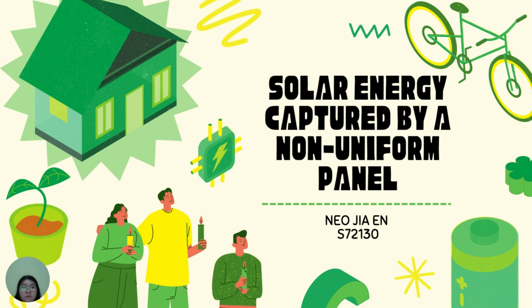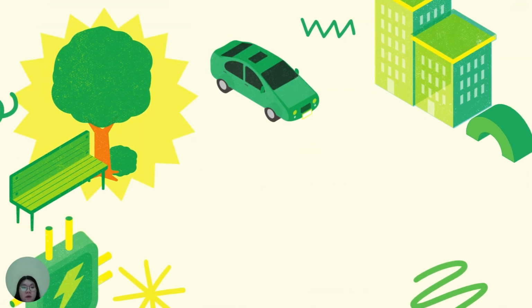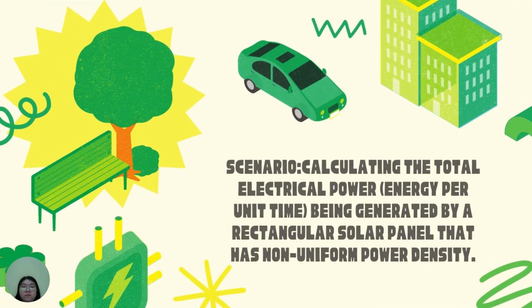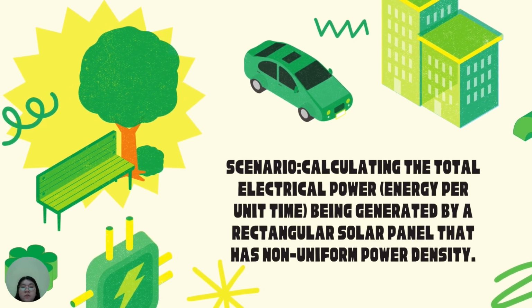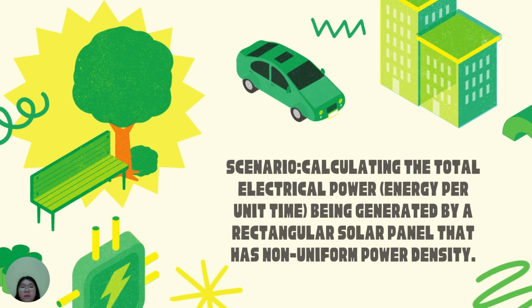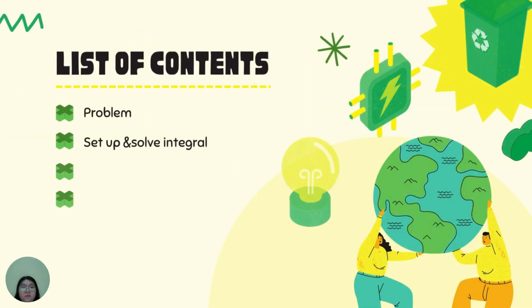Number matching is S72130. The topic I chose is solar energy capture by a non-uniform panel, which is a real scenario. The scenario wants us to calculate the total electrical power, which is the energy per unit time, being generated by a rectangular solar panel that has non-uniform power density. So here are the contents.